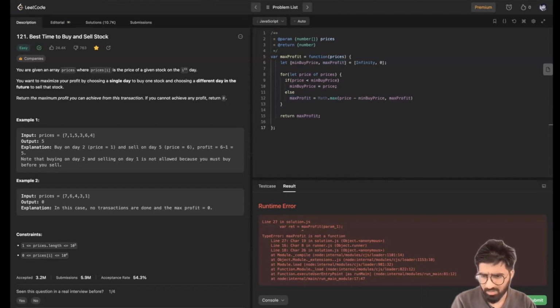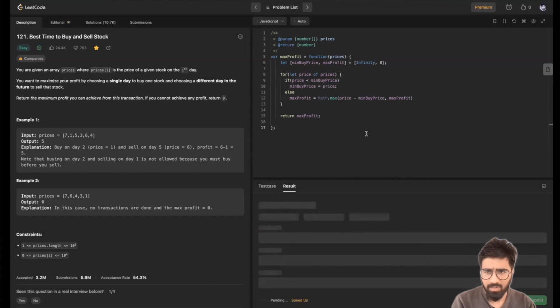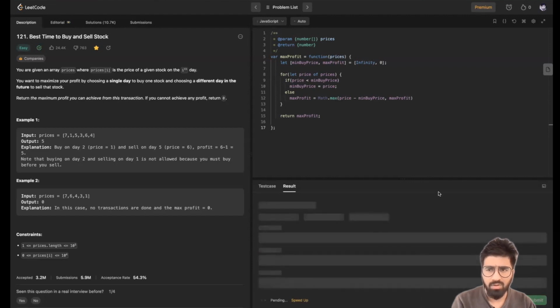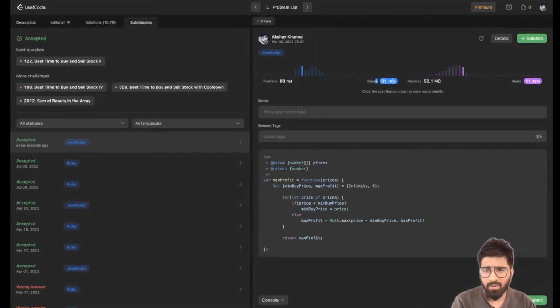Okay, so now let's see. Our compile error must be gone now. Cool. Both these tests are passing. Let's try to submit our code and see whether it passes all the tests or not. Voila, everything is passing, and our solution is beating 81% of solutions. So that's nice. That is pretty much it for solving this problem, best time to buy and sell stock. Thank you.